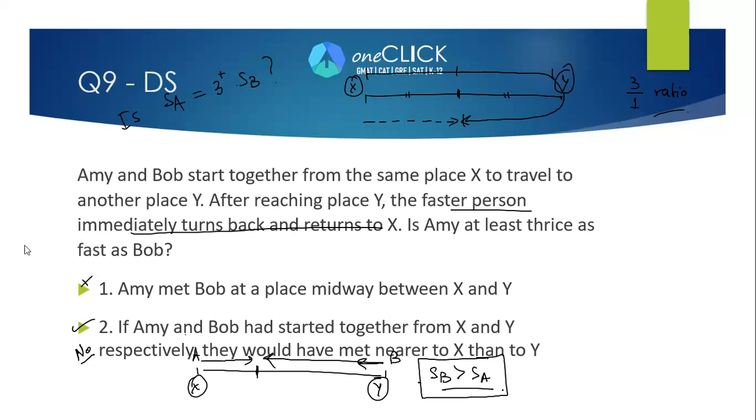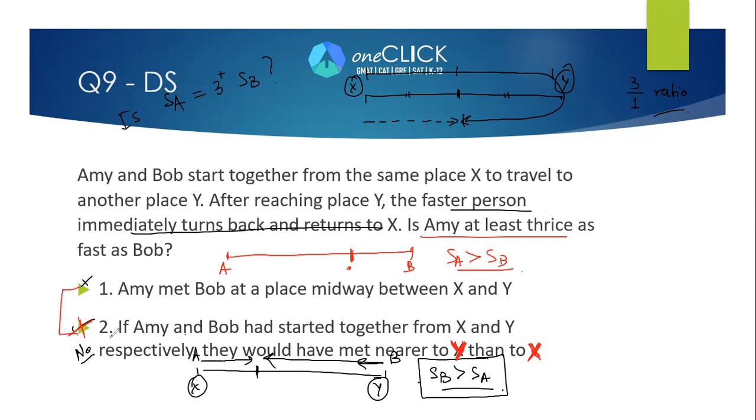Now let us say in this question only, if I just were to reverse this a bit, I say that if A and B had started from this, they would have met nearer to Y than to X. So that means I am now saying that the meeting happens on this side. A is going, B is going, they meet here. That means speed of A is faster than speed of B. But then we don't know whether it is 3 times as fast. So it now can be, maybe, may not be thrice. So now 2 is also not sufficient, if this was the question.